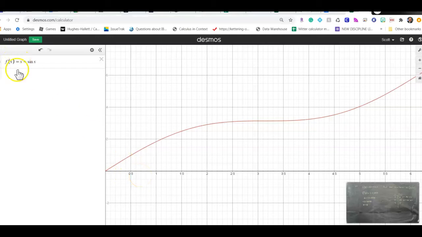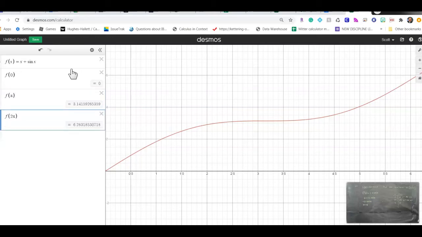So let's take a look. Well, here's how I would do what we just did on the table. You have a couple options here. Since I defined this as f in Desmos, I could just be like f of 0. And it's 0. And then I can do f of pi. That's that. And then f of 2 pi.